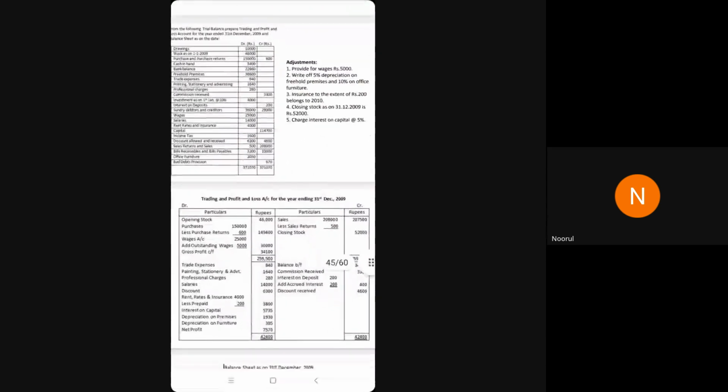This is the question. Ma'am, can you share the format of trading account, P&L account, and balance sheet? What are the line items which will go? I have given the format in this PPT, ma'am. You can take it from our university website, the DDE Pondicherry University website. The same PPT is already uploaded. You can download it and see.